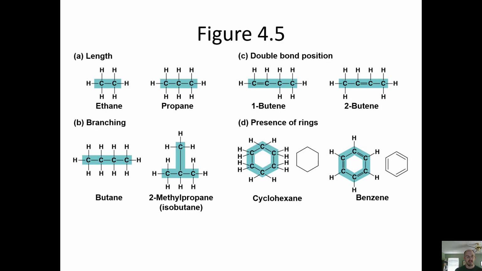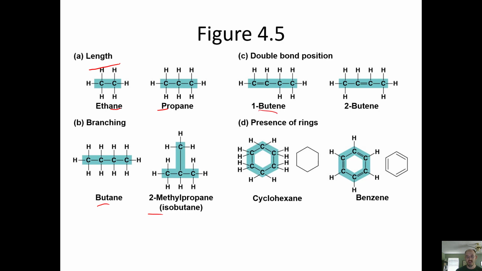The backbone can vary in length, like here's ethane and propane. This one has 2 carbons, this one has 3, right? It can vary in terms of branching. So for example, notice there's 1, 2, 3, 4 carbons here. Here are 4 carbons as well, but here it branches. It's 3 this way and 1 up. So branching can change the chemical structure of the molecule. We can move where the double bond is, and that changes the chemical structure.